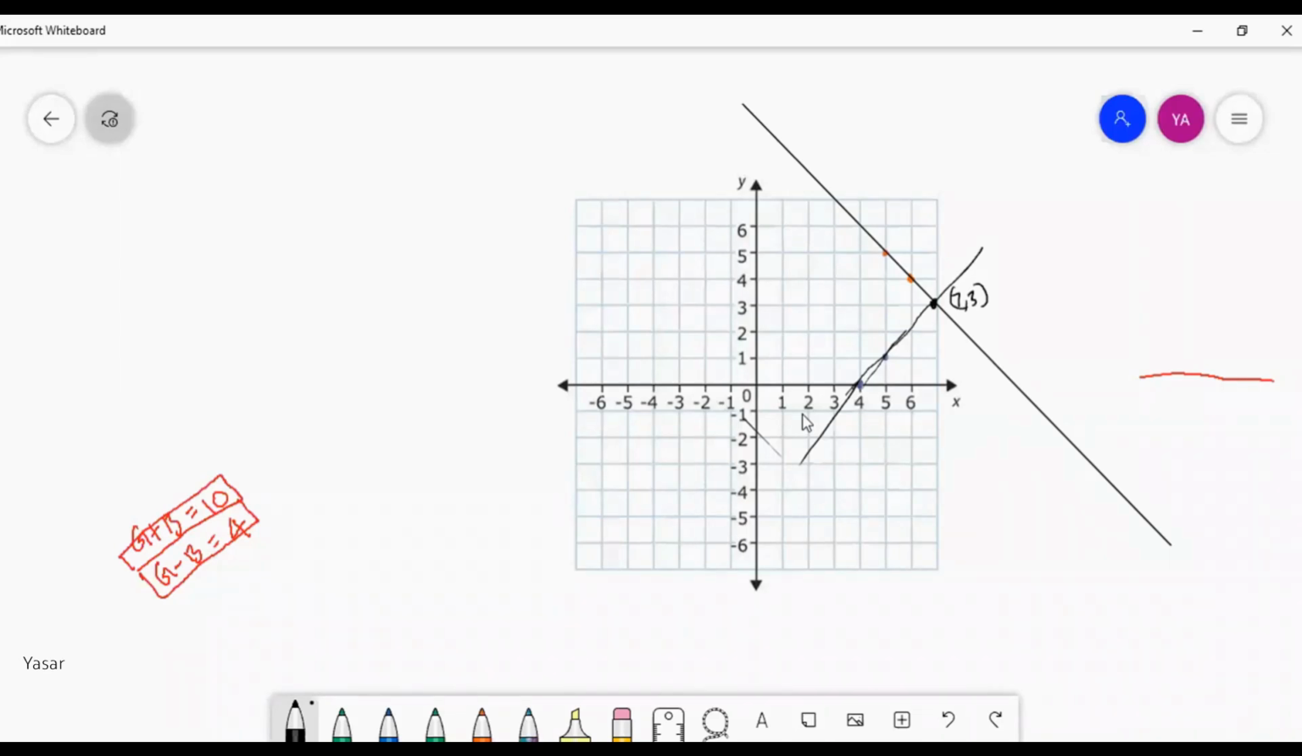And how can we do this algebraically? Simply add these two equations. What will you get? 2G is equal to 14, so G is equal to 14 by 2, which is 7. If you substitute G is equal to 7 in one of the equations, you will get B is equal to 3. Very simple question, right?